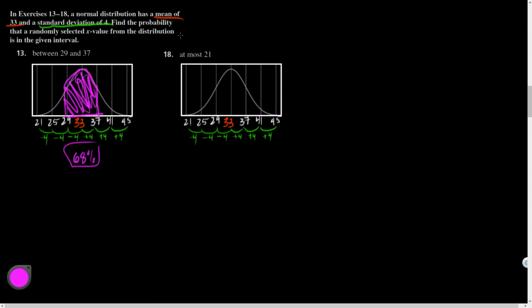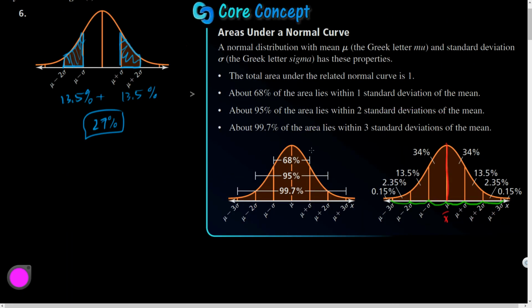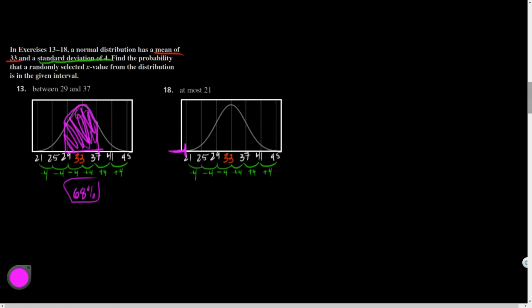All right. So, guys, if it's at most 21, then that means that I'm talking about all the data that's less than 21, okay? Less than 21. What does that refer to here, guys? Well, let me show you my pictures right here, right? Yeah, 0.15%. Well done.